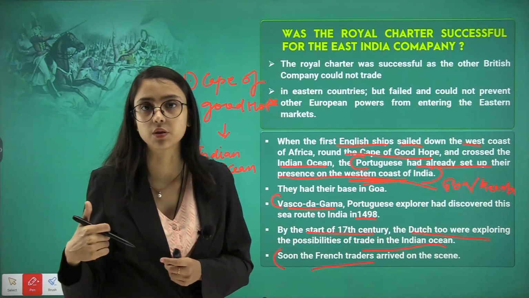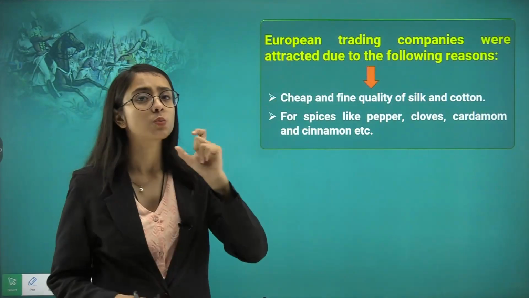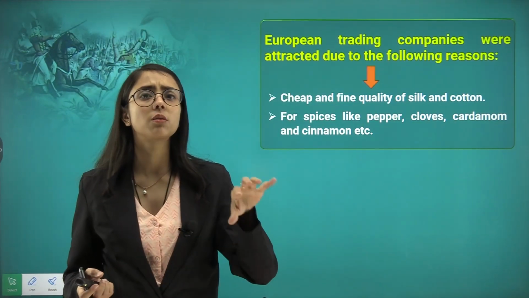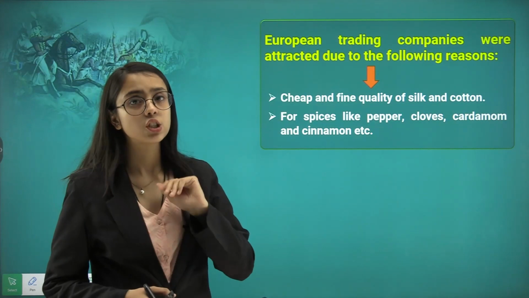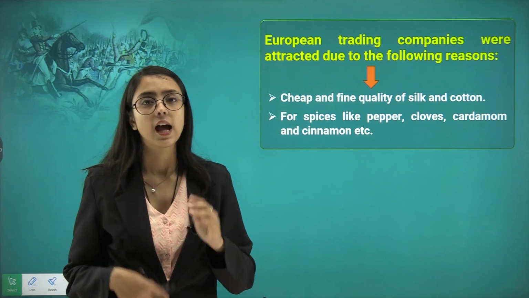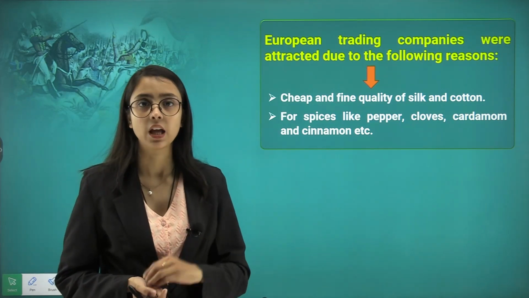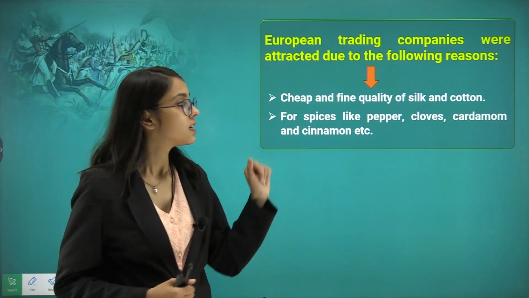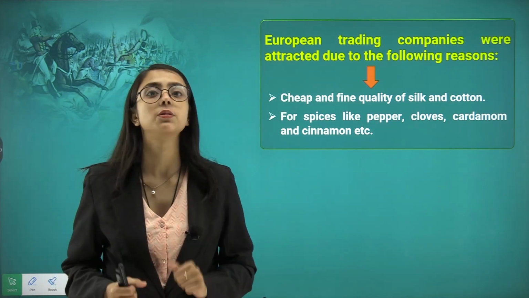The Portuguese from Portugal, the Dutch from the Netherlands, the French from France, and Britishers of course from Great Britain. So what was the reason behind the attraction, that all these people wanted to come to India for trade? Let's see. The first reason is that there was cheap and fine quality silk available. Not just silk but cotton also. As we have discussed, the textile industry in India is quite renowned even in today's time. So the first main point of attraction towards the trade was cloth. Silk and cotton were present in the Indian subcontinent at a very good quality and cheaper prices.